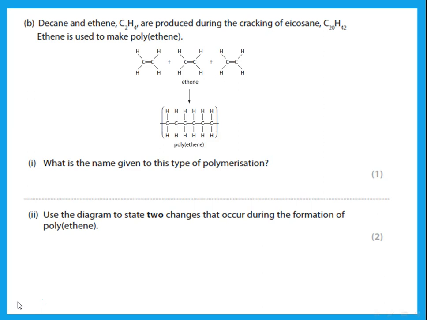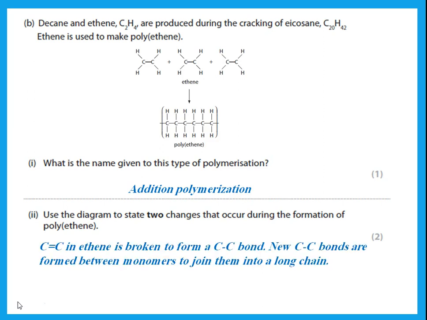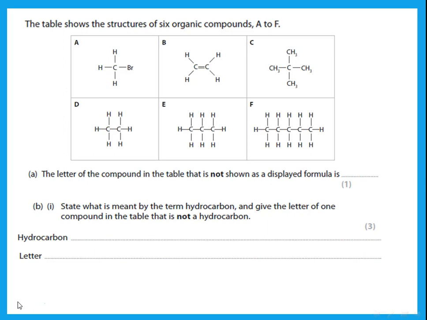Ethene is used to make polyethylene. So what is the name given to this type of polymerization? If I start with a double bond and I make a polymer, that is called addition polymerization. Use the diagram to state two changes that occur during the formation of polyethylene. Again, when I start with an alkene and I'm making the polymer, what did I do? The double bond in the ethene is broken to form a single bond, and then new single bonds are formed between monomers to join them into a long chain. Okay, let's stop here and let's continue in a part 2 to this question.